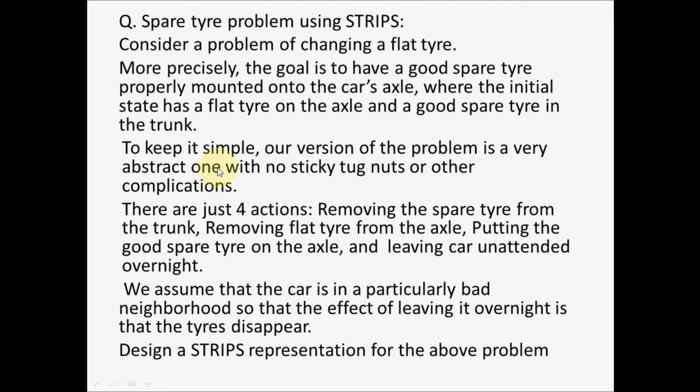So for the exam, they give this kind of paragraph, okay, and you have to figure out what is the initial state, what is the goal state, and so on. So the initial state is very clear here. Now the goal state is what? The goal state will be to have a good spare tire properly mounted onto the car's axle. So initial and goal state are given here, and they also told you what actions you can take. 4 actions are mentioned.